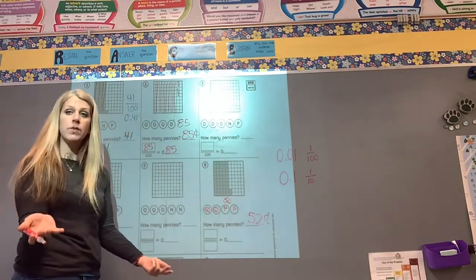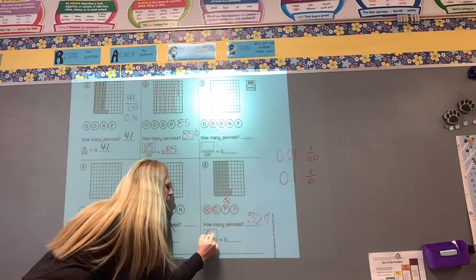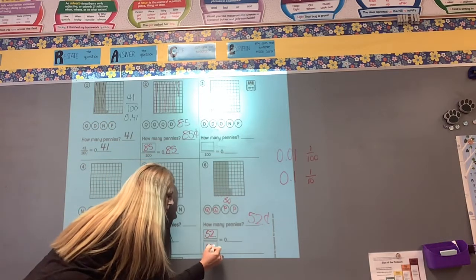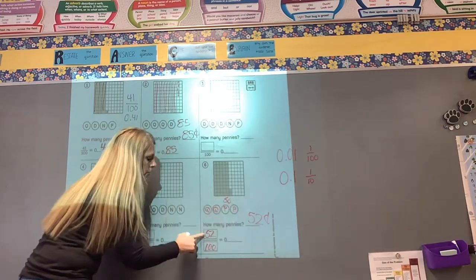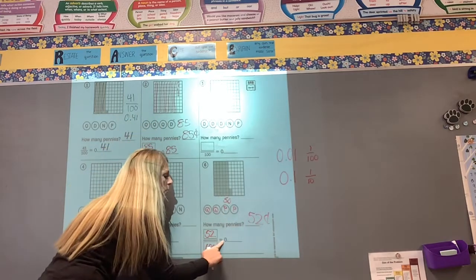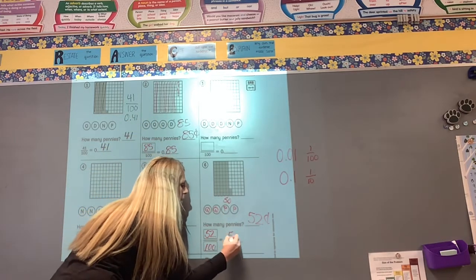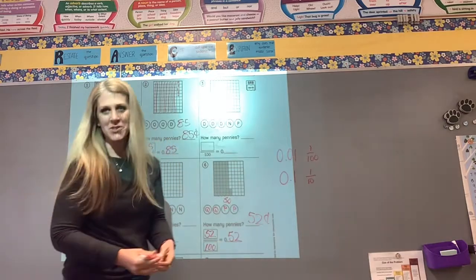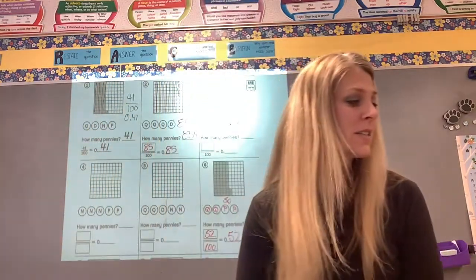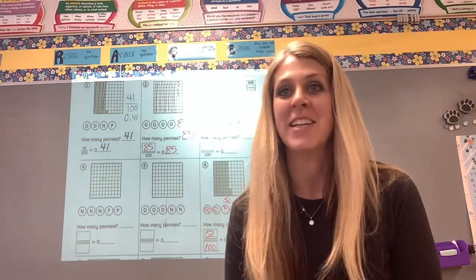And then how can I write that as a fraction? I can call it 52 out of 100 in my whole, 52 hundredths. Or I could write it as a decimal, 0 and 52 hundredths. Okay, now it's your turn. You're going to practice some of these in your math journal and see how you do.